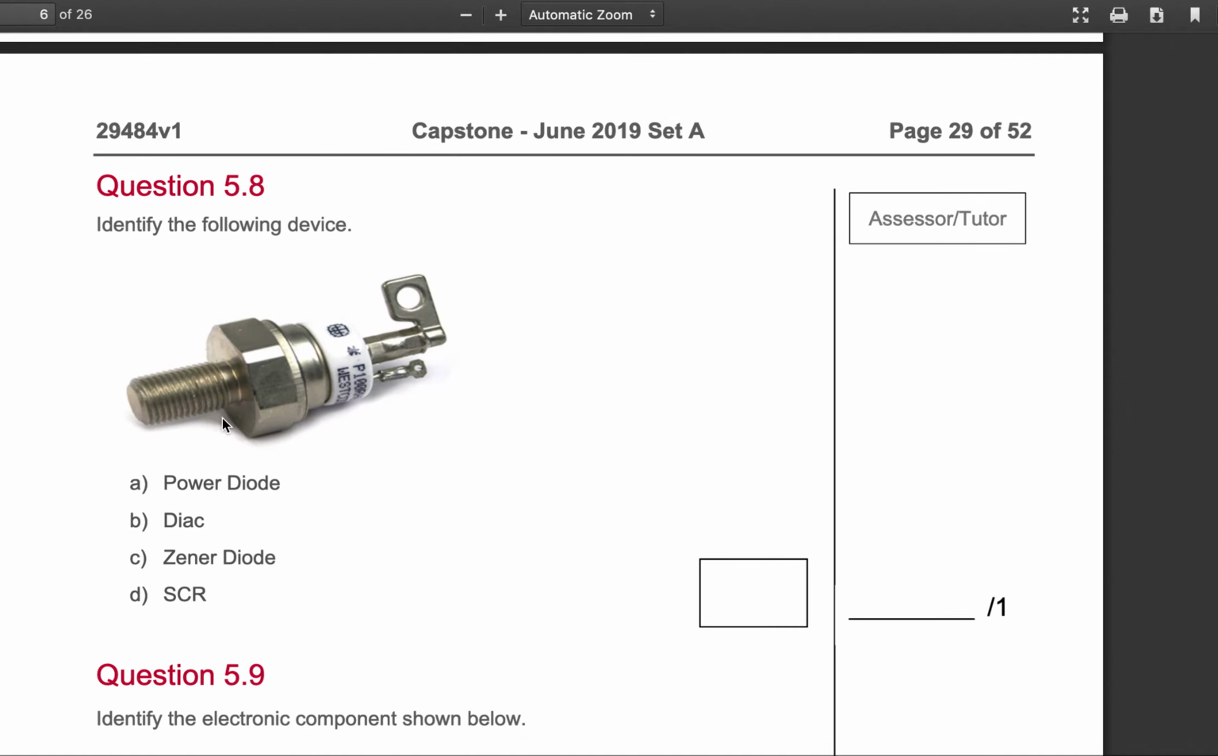Identify the following device. Right, this has got three terminals: 1, 2, 3. So it isn't a diode. It's got to be an SCR because it's got three terminals. So it's an SCR.